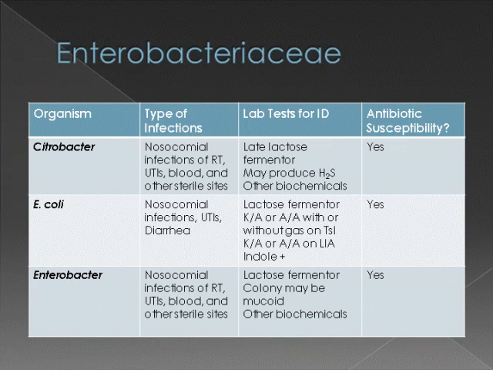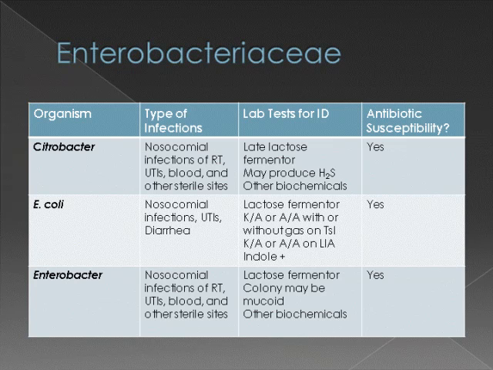All right, first we have Citrobacter. Citrobacter causes nosocomial infections in the respiratory tract. It can cause UTIs, blood infections, and infections in other sterile sites. It is a late lactose fermenter, and it may produce H2S. And other biochemical tests are used to detect Citrobacter. This is going to depend upon your laboratory protocol.